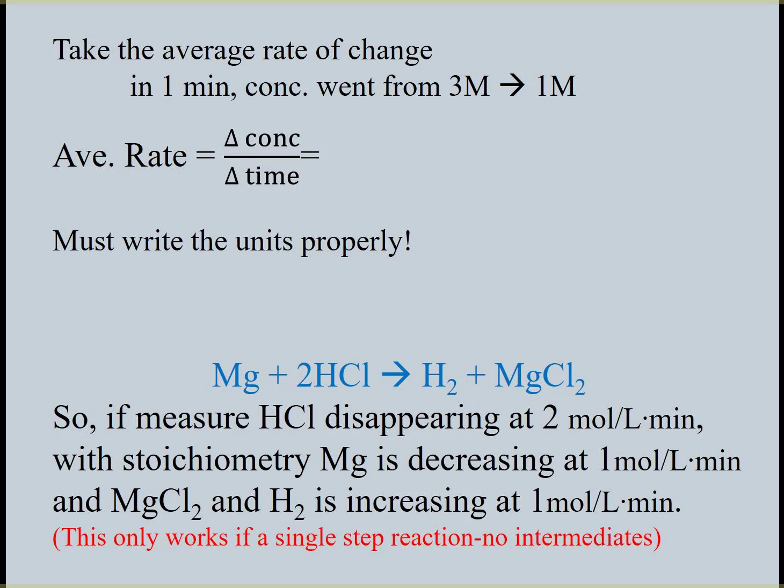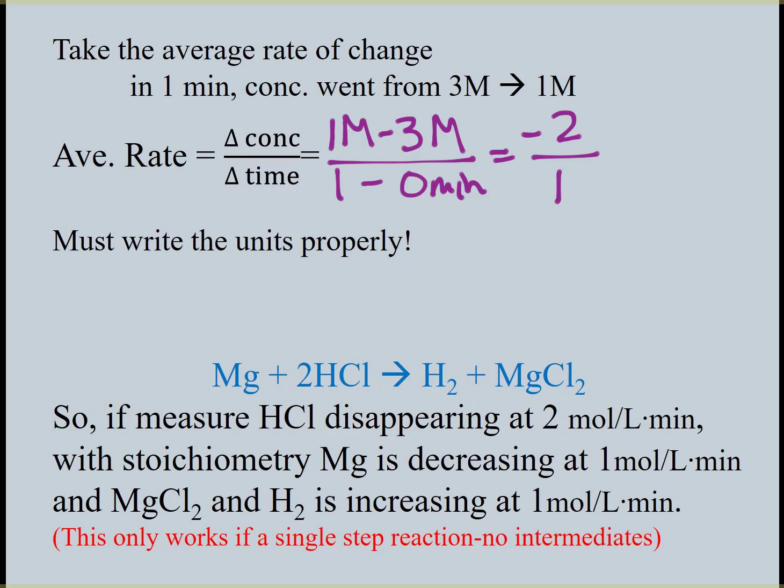To find the average rate, you're going to do the change in concentration divided by the change in time. Just like when we did the analogy of driving to Vernal, we had the change in distance over time. In chemistry, we do the change in concentration over time, and it's done the same way. Let's say after 1 minute, my concentration went from 3 molarity to 1 molarity. I would represent this as 1 molar minus 3 molar. It's 1 minute, so my change in time would be 1 minute minus 0. So I end up having minus 2 over 1, molarity per minute.